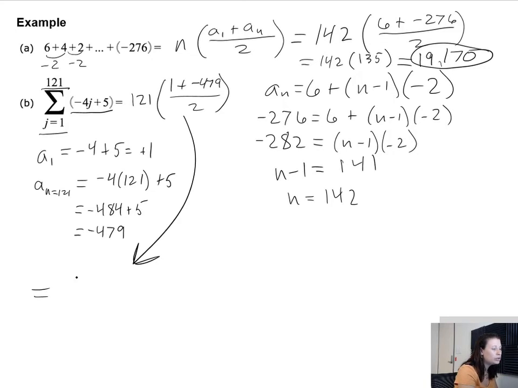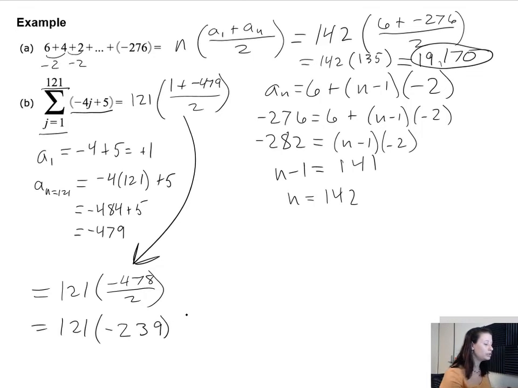Let's continue this down here. So then we get it equal to 121 times 1 plus negative 479, which is negative 478, over 2. And that's negative 239. So then 121 times negative 239 is negative 28919. Okay? So that's how we do these.